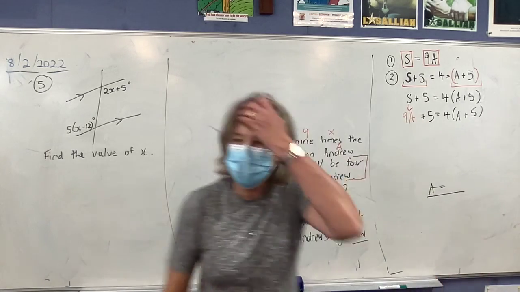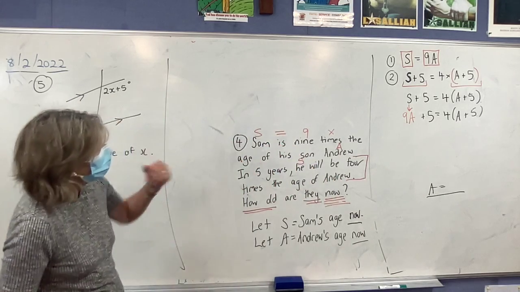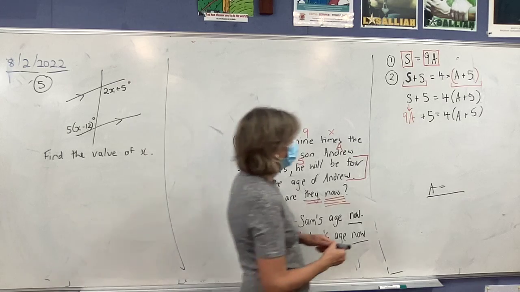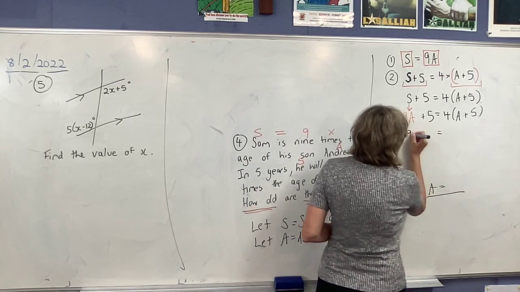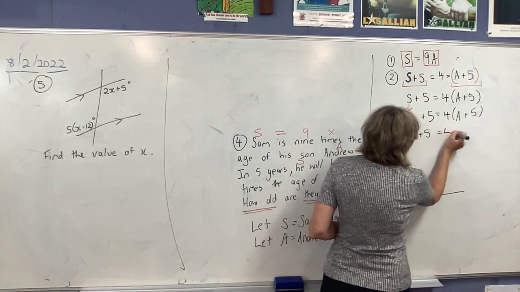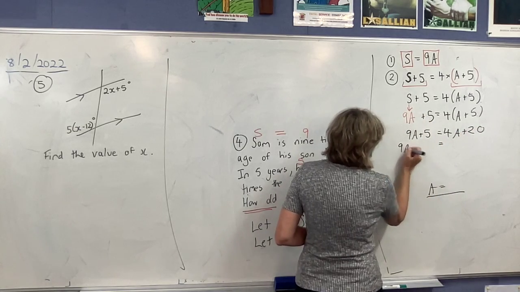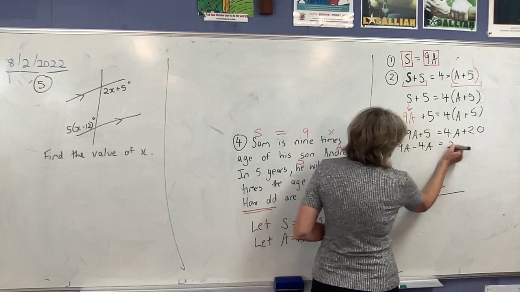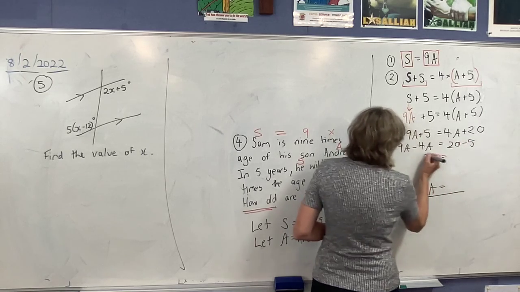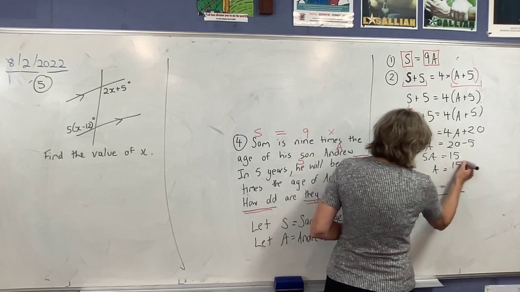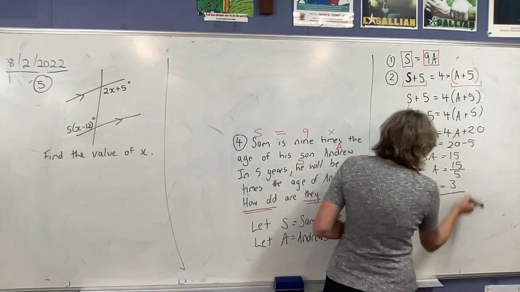Alright, finishing this one off. Adrian, let's go. Extended brackets, so 9a plus 5 equals 4a plus 20. Good, keep going. 9a minus 4a equals 20 minus 5. Yep. 5a equals 15. A equals 15 over 5. Yep. A equals 3. Good.